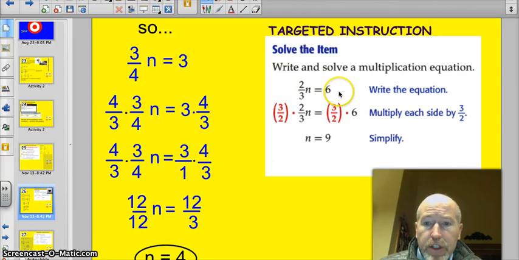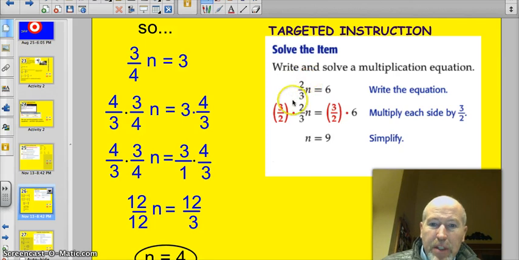2/3 n equals 6. This is right from the book if you want to take a look. So we've got the equation written. Now we want to get n by itself, so we're going to multiply by the opposite, which is 3 over 2. We have to multiply the other side by 3 over 2 as well. But look, 3 times 2 is 6. 2 times 3 is 6. 6 over 6 is just plain old 1n or n. But I have to do the other side by 3 over 2 as well. So I'll multiply across. 3 times 6 is 18.